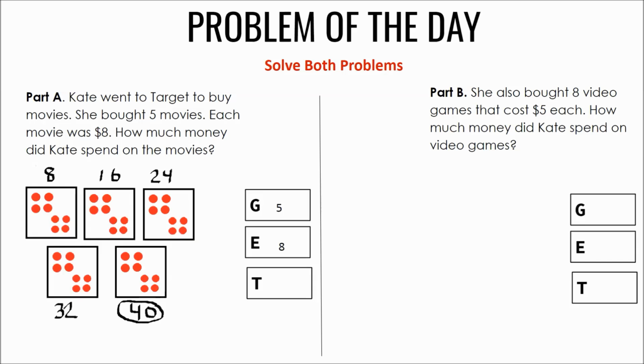If you drew out a model, it should look something like this. 5 groups with 8 dots or 8 slashes representing the dollars in each one. And Kitty spent a total of $40. When I write my multiplication sentence, it's 5 times 8 equals 40.